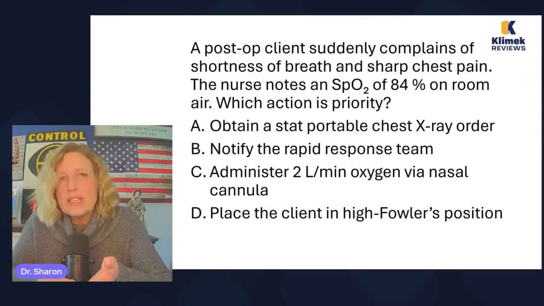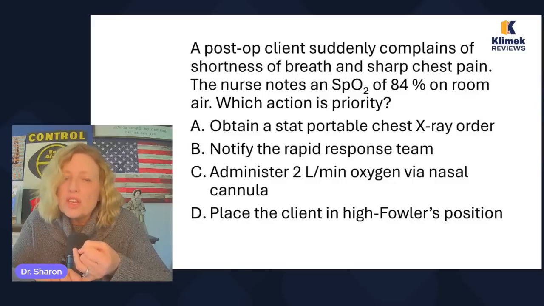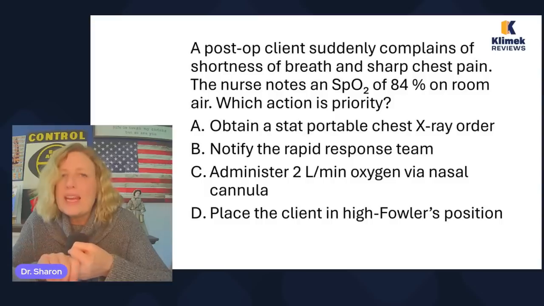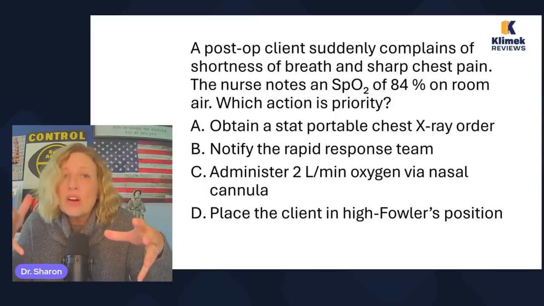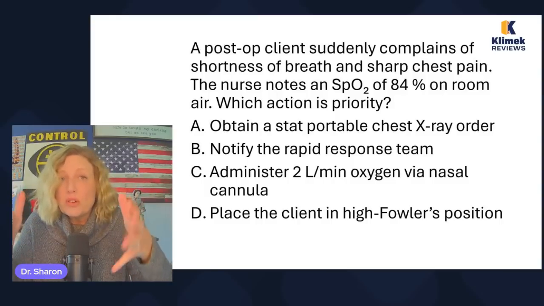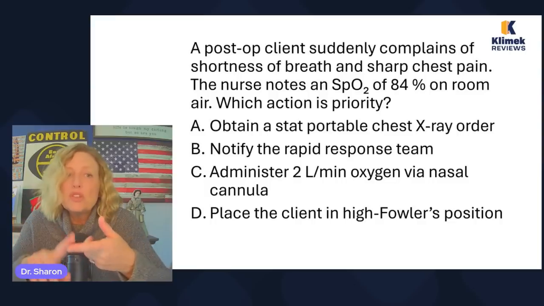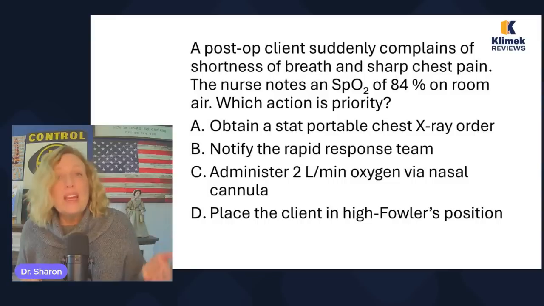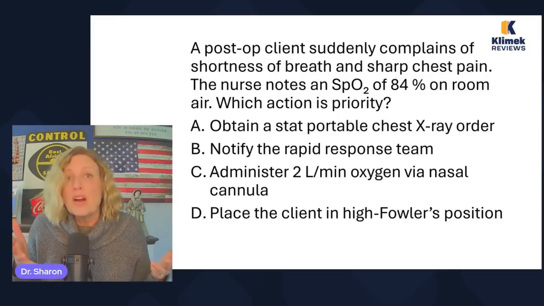So there's a couple ways to prioritize. You can do acute versus chronic. Well, all of these are acute problems. The shortness of breath is acute, the chest pain is acute, and the SpO2 is acute. So I can't use acute versus chronic. And I can't use ABCs unless they are all physiological or objective. In other words, measurable. Shortness of breath is subjective, sharp chest pain is subjective, and SpO2 is objective. So I can't use ABCs because they're not all objective.